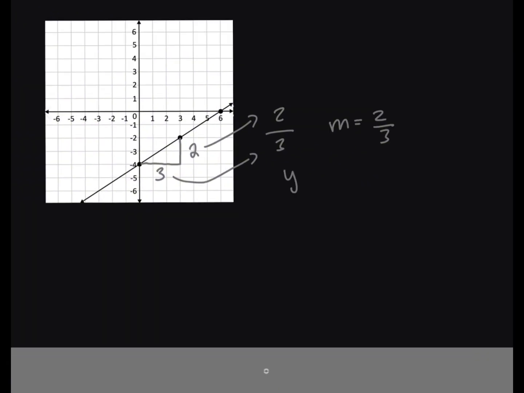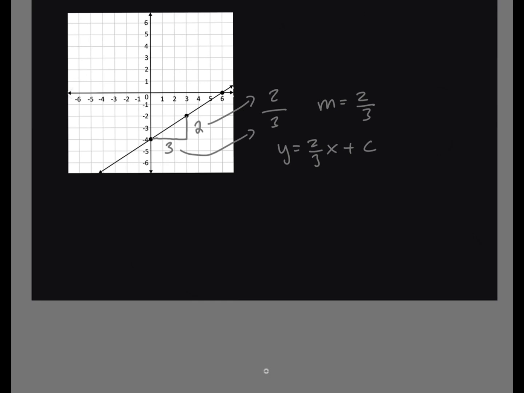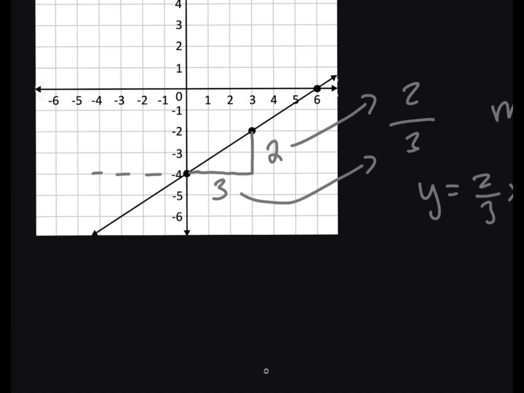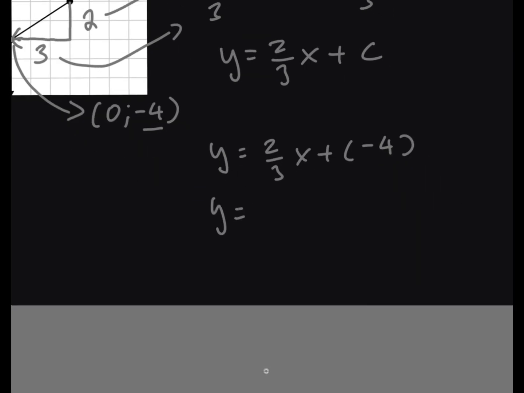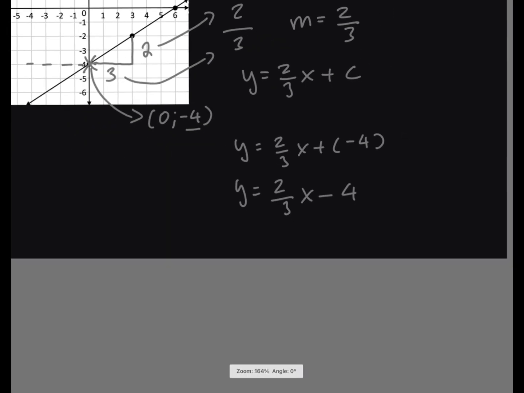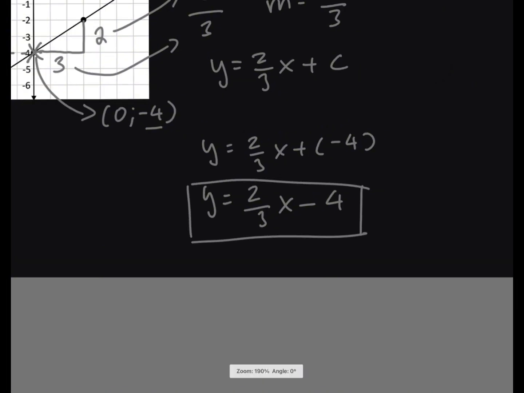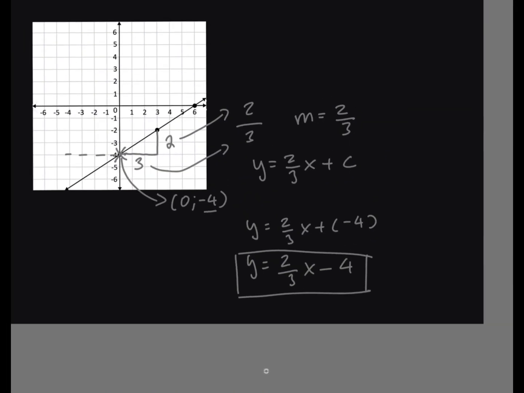So, since we found the gradient, we need to find the y-intercept of the graph. The graph intercepts the y-axis at the point (0, -4), which means the y-intercept is -4. Now, we substitute everything we have found into our equation. And here's our final answer.